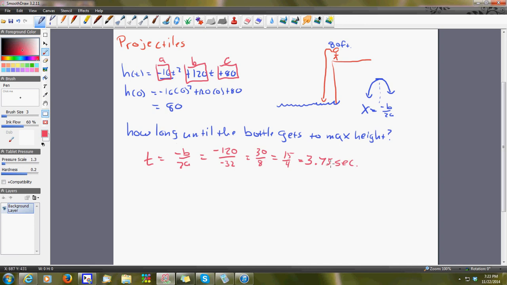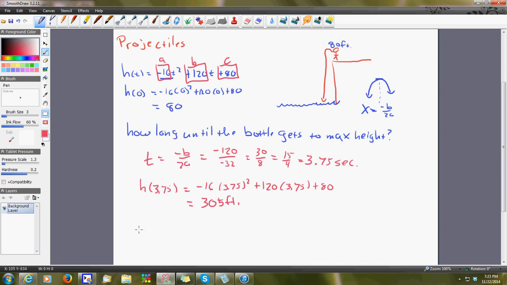Well, that's great, but how high is it at the max height? Well, now I'm going to plug in h of 3.75, and I'm going to get negative 16 times 3.75 squared plus 120 times 3.75 plus the initial height of 80, and that gives me, let's see, I'm going to type this into my calculator real quick. Negative 16 times 3.75 squared plus 120 times 3.75 plus 80, and that gives me 305 feet.